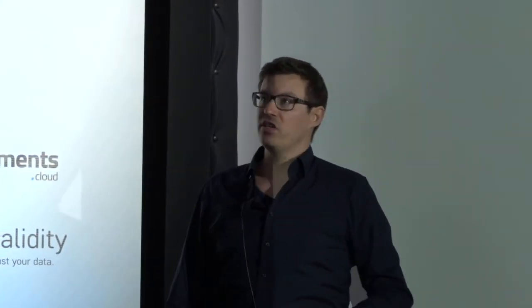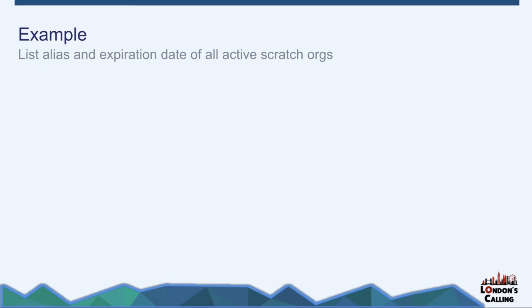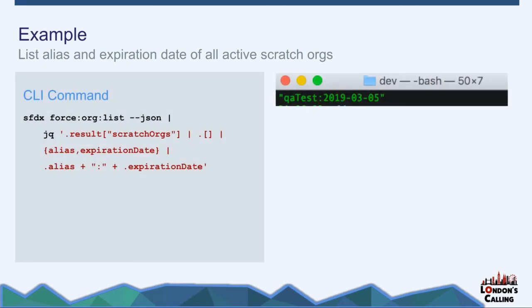List alias and expiration date of all active scratch orgs. When you start working with DX, you may already be handling scratch orgs, and you know scratch orgs have an expiration date. What I do in the morning is check which of my scratch orgs are going to expire. I have a small command, force org list, so I'm listing all my orgs. I get this result as JSON, then I pipe it to JQ and filter it for my scratch orgs, and I want the alias name and the expiration date. The only thing I get back is this small information: there's a QA test scratch org which actually expired 3 days ago. It's just a short piece of information which helps me in my daily business.